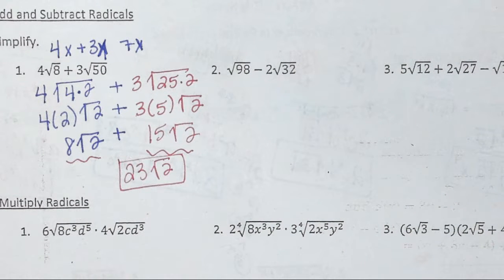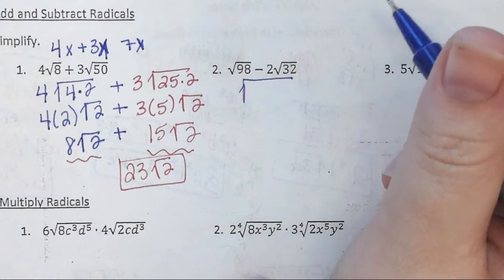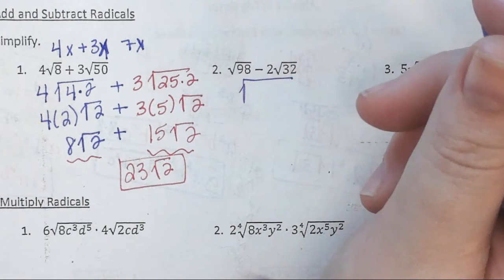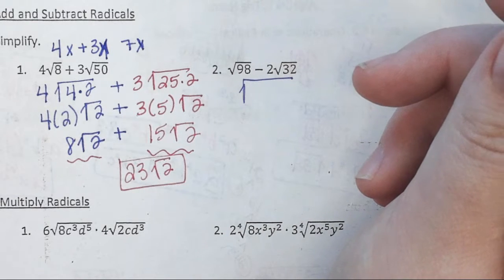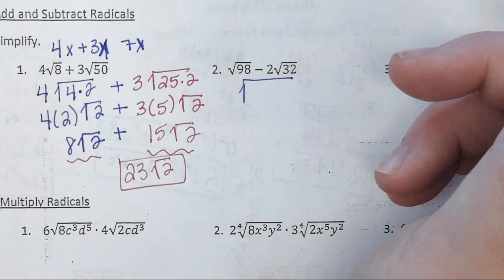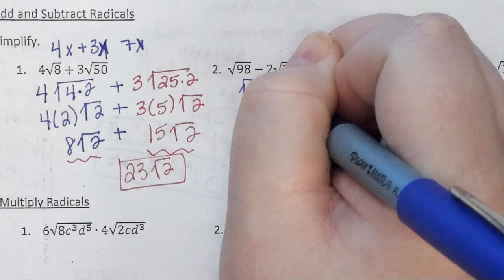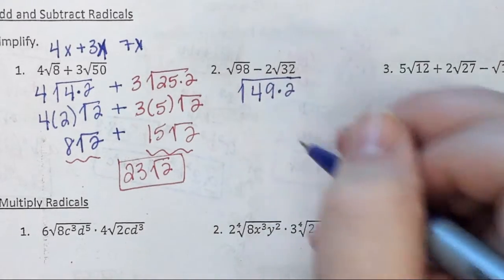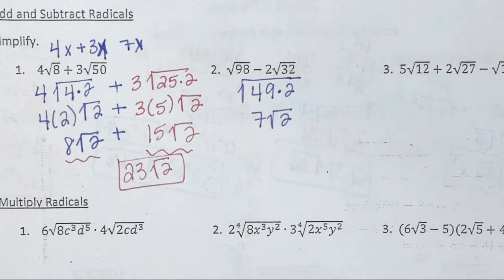Let's see if we can do the exact same thing on number 2. I need 2 things that multiply to 98. What times what is 98? 49 and 2, and Eduardo's group gets a point. So that means I have 7 square roots of 2, because the square root of 49 is 7.